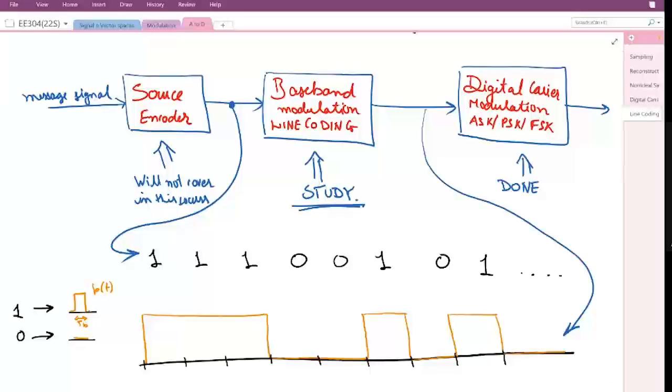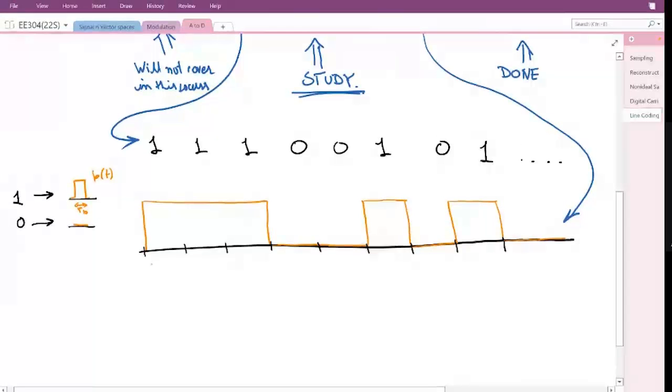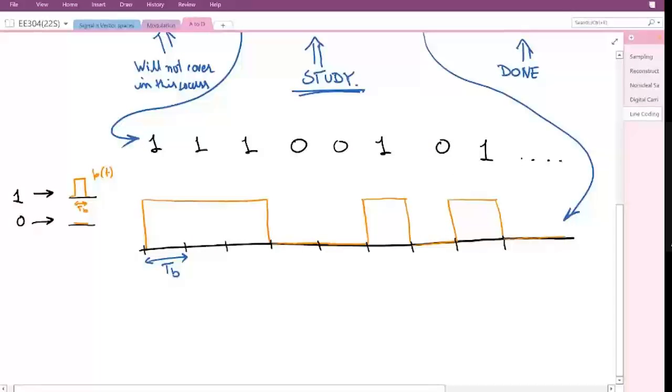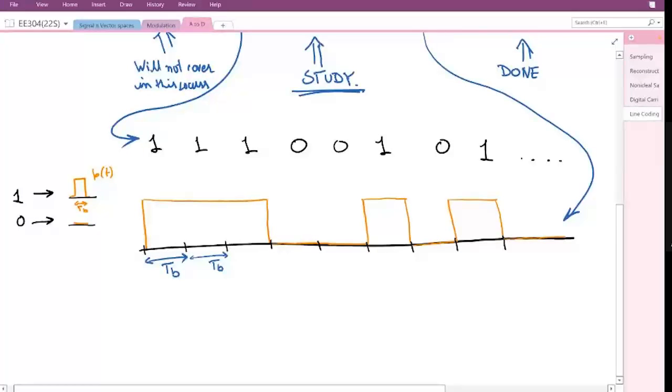Yeah. So now you have asked what is TB. TB is again the bit interval for which the pulse should be defined. So in that case, this remains TB. Okay, TB. This remains TB. Yes.